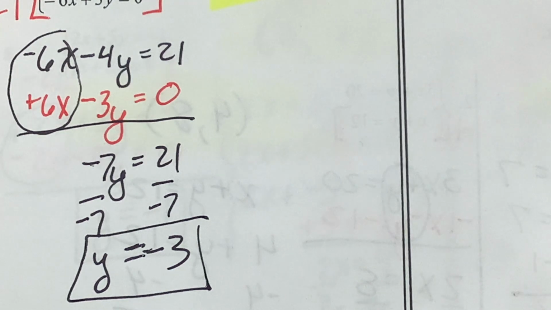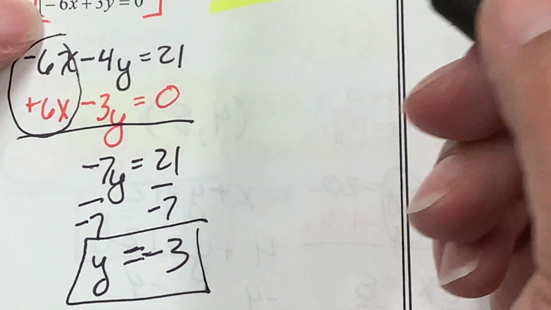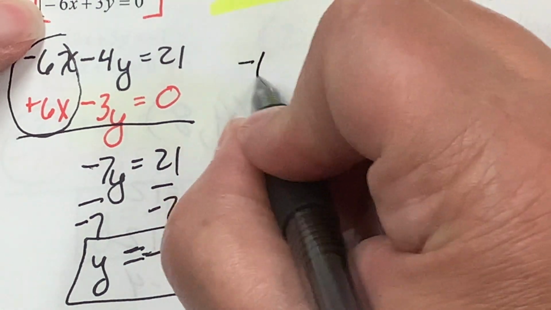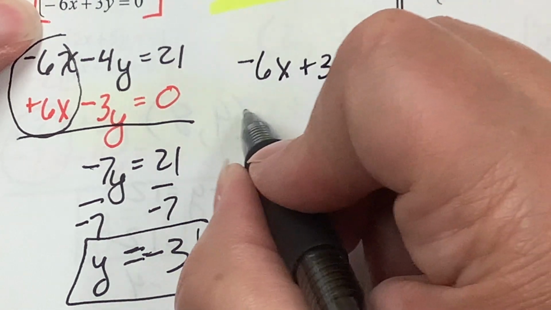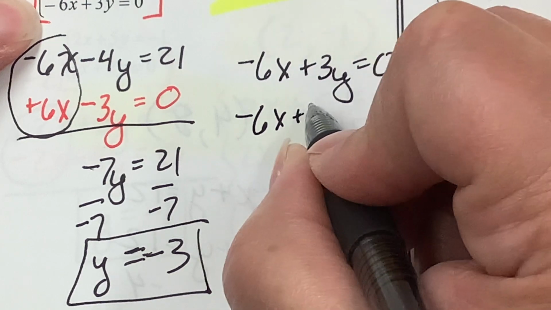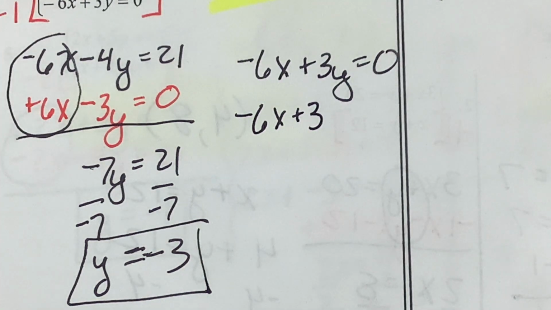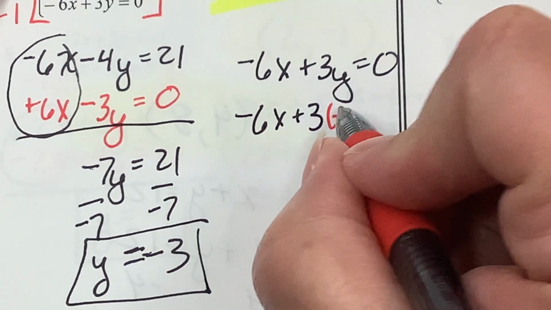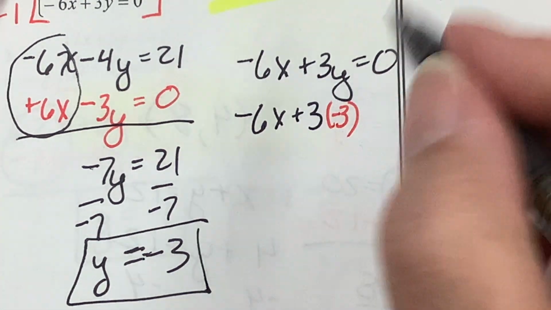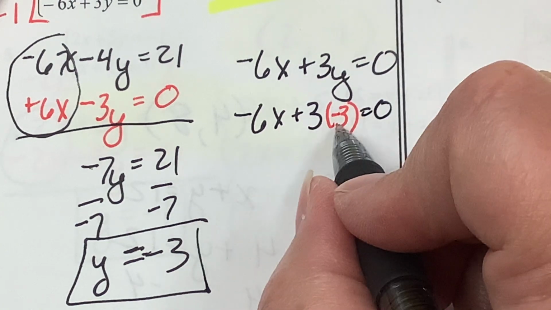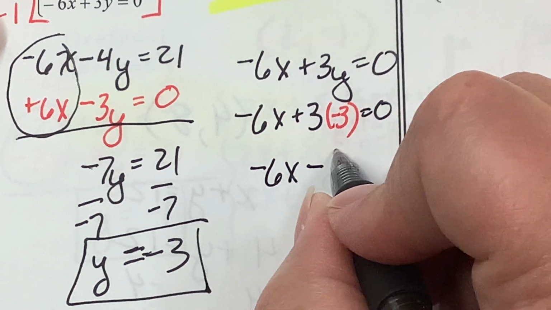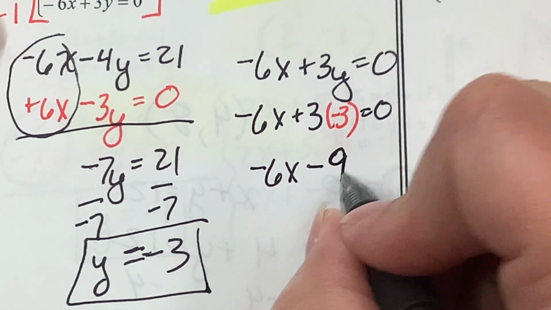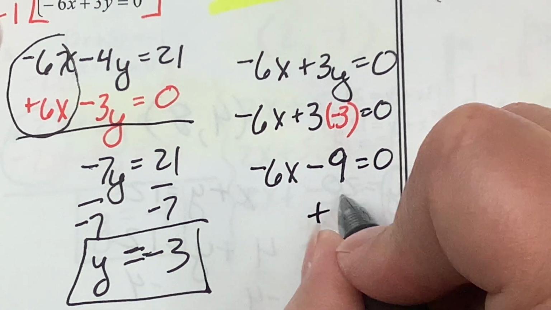So we got that. Now I've got to go back and fill that in one of the equations to find the x. Let's take the bottom one because it's all positive. Negative 6x plus 3y equals 0. Negative 6x plus 3 times negative 3 equals 0. 3 times negative 3, well, that's negative 9. So negative 6x minus 9 equals 0. Add 9 to both sides.